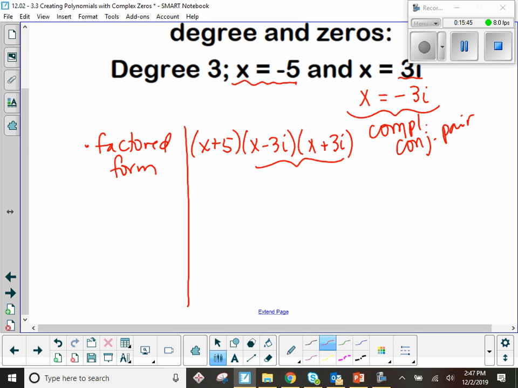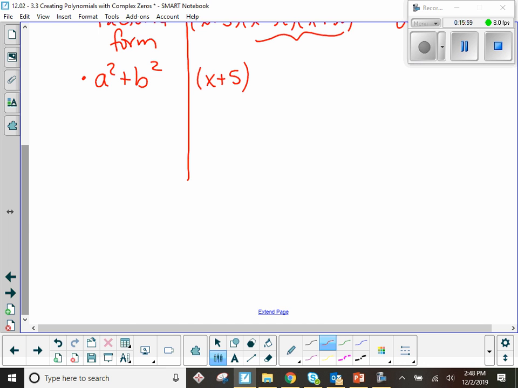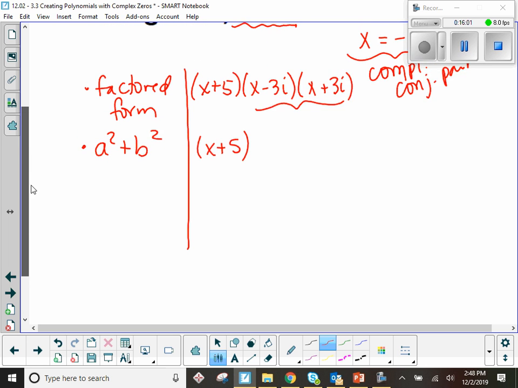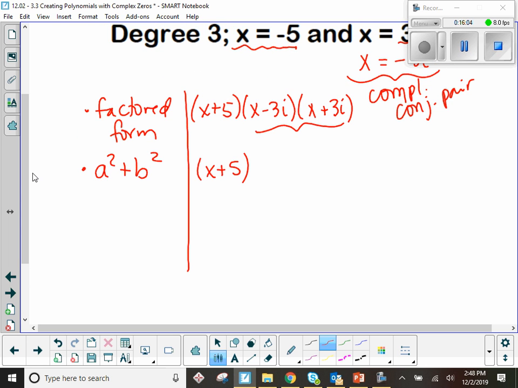So what I'm going to do is just bring down that first factor and let it hang out for a bit. I'm going to do the a squared plus b squared shortcut. So just bring down the x plus 5. It's going to hang out here, dancing by itself in the corner. If I'm going to do a squared plus b squared here, what does a equal? What's in the a spot? x. What's in the b spot? 3. So it looks like this.